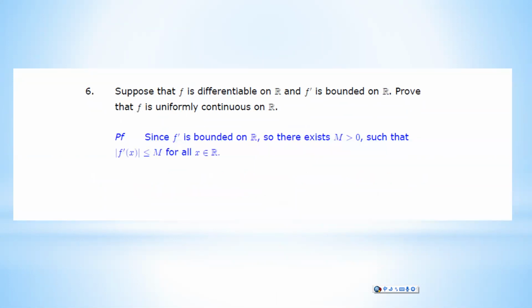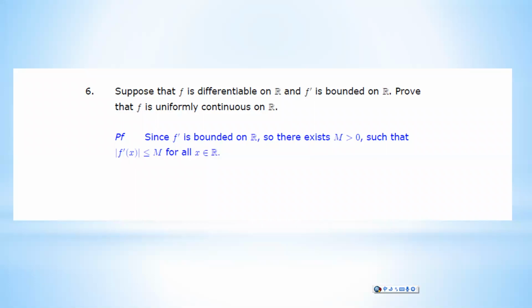Now let's look at homework number 6. So in number 6, basically I have a function that is differentiable, and f prime is bounded. From this assumption, we want to show that f is uniformly continuous. So this is a problem connecting differentiability to uniform continuity. Now, the proof is very simple because it follows from the mean value theorem, and we talked about the mean value theorem last time, right?